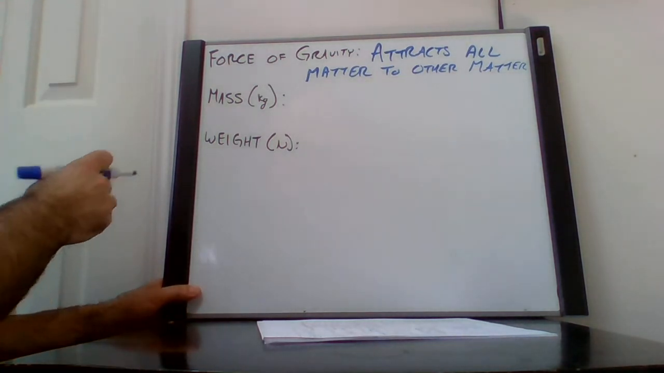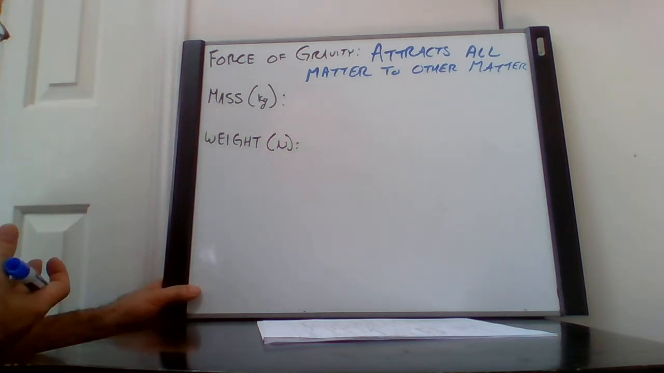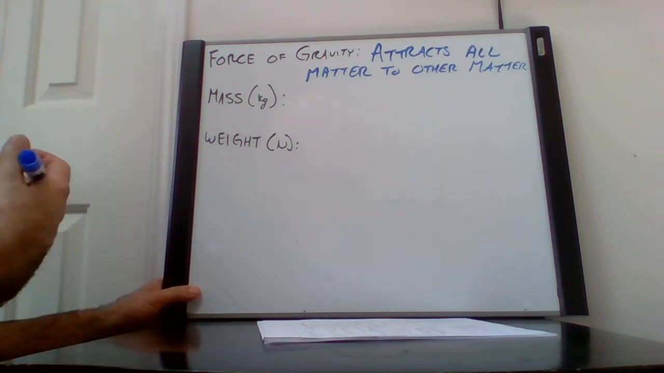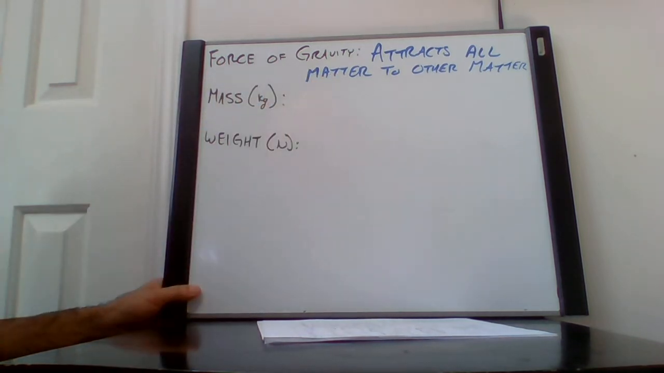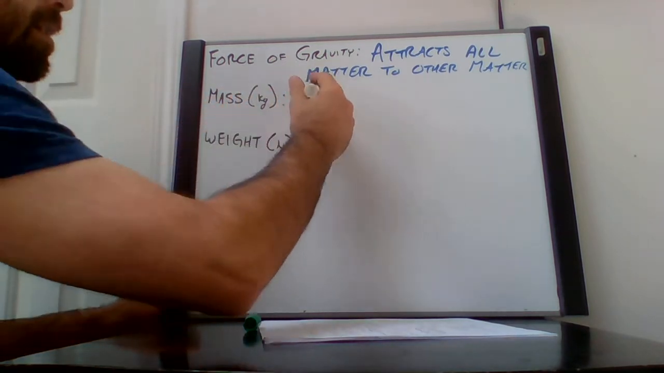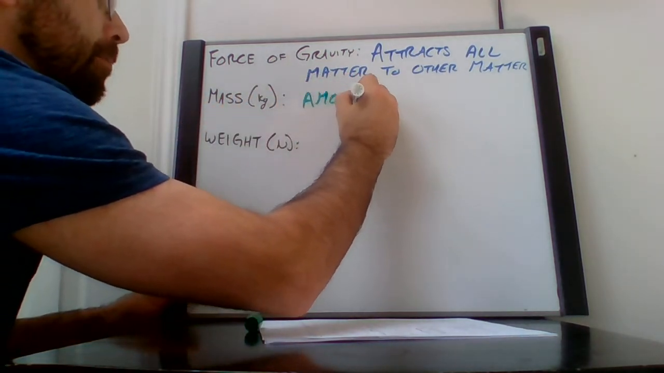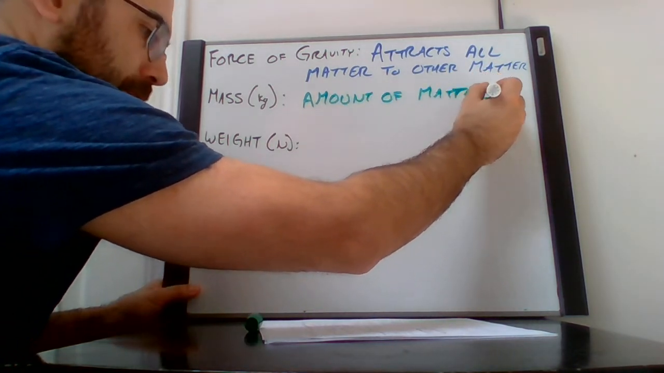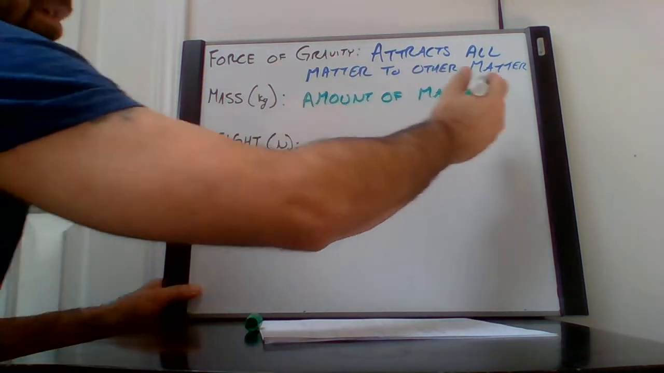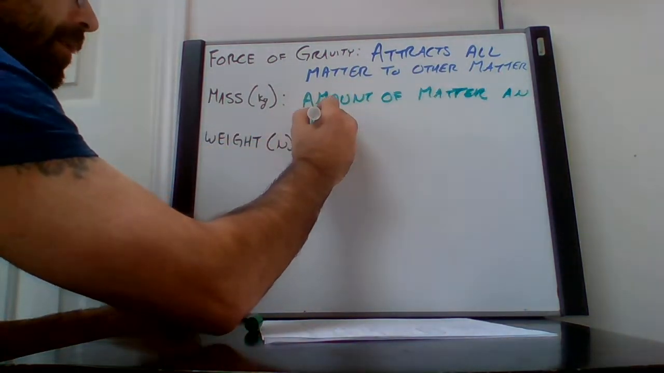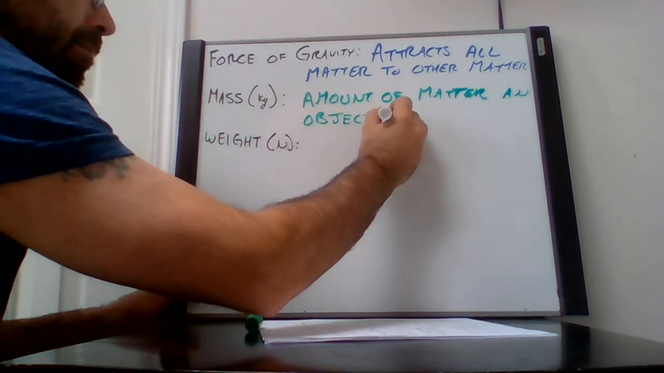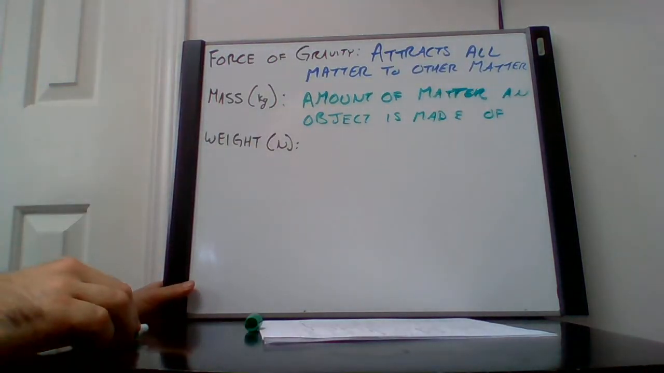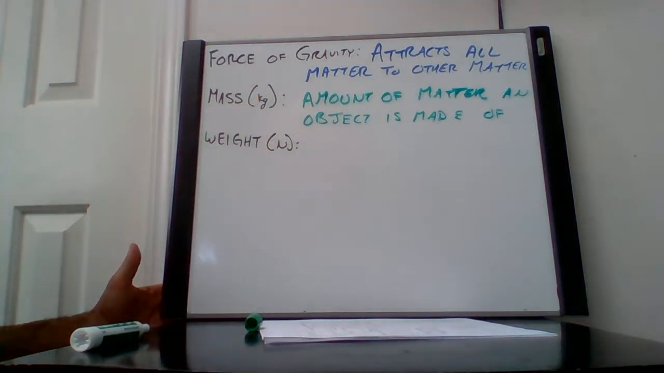Now, we always see mass and weight, and usually up until now, we've considered those to be the same, but they are in fact very different. So mass. Let's switch colors here. This is the amount of matter an object is made of. So mass is the amount of matter, and it has those units of kilograms.